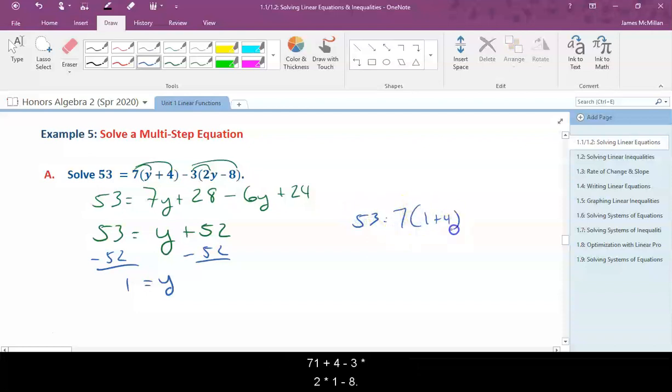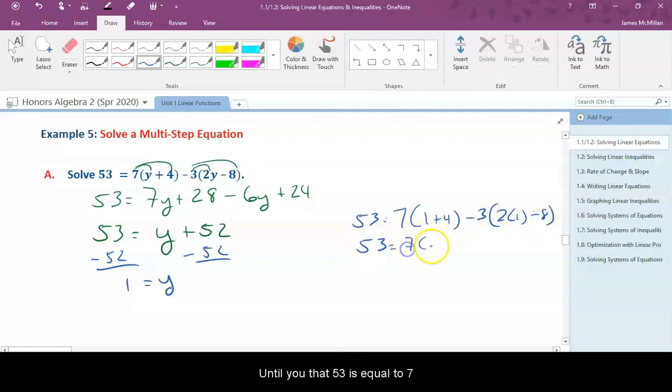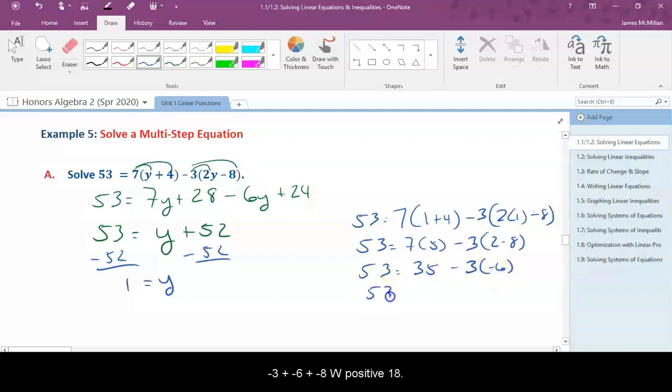7 times 1 plus 4 minus 3 times 2 times 1 minus 8. And so we get that 53 is equal to 7 times 5 minus 3 times 2 minus 8. And so we're going to get 35 minus 3 and negative 6. That's a negative 8. That'll be a positive 18. And so 53 checks with 53. Okay?